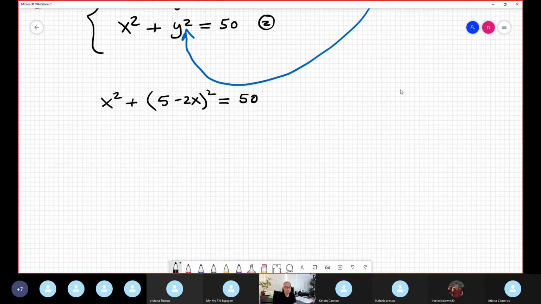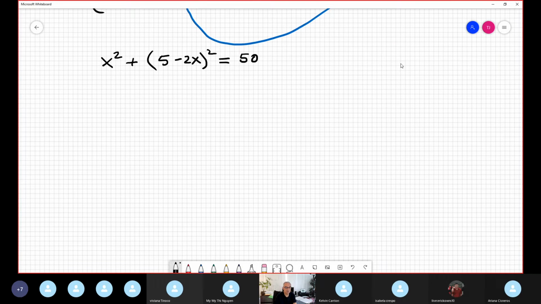Super. I focus on this equation. You expand. It's 25 minus 20x. Where does the 20 come from? It comes from multiplying 5 times 2 and the extra 2, so 4 times 5 is 20. It's obviously negative because inside the parentheses we have 5 minus, this minus. Plus, square this term, get 4x squared. Minus 50 equal to 0.